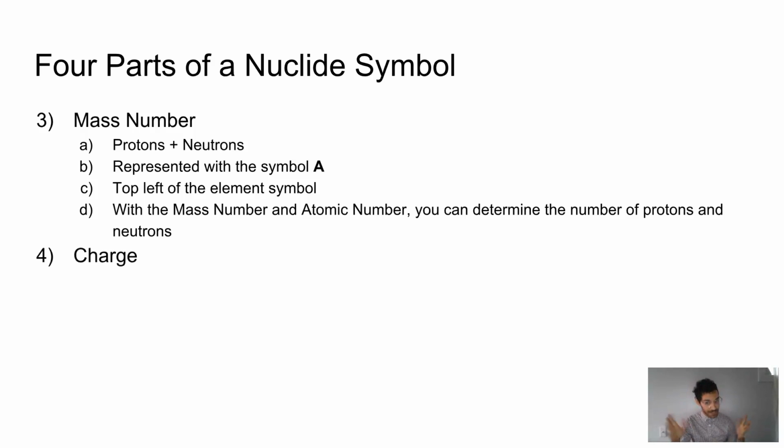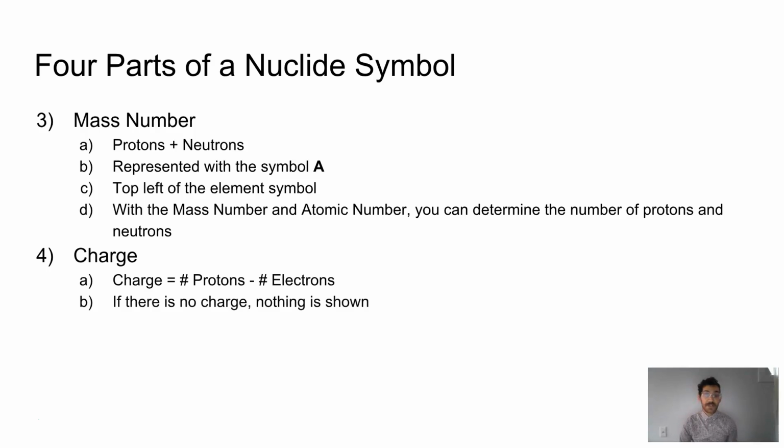The last part that sometimes shows up is charge. Charge, if you recall, is the number of protons minus the number of electrons. If there's no charge, we're not going to show it at all. So why would we bother talking about charge? But if there is a charge on our atom or ion, then we're going to put that in the top right of the element symbol.